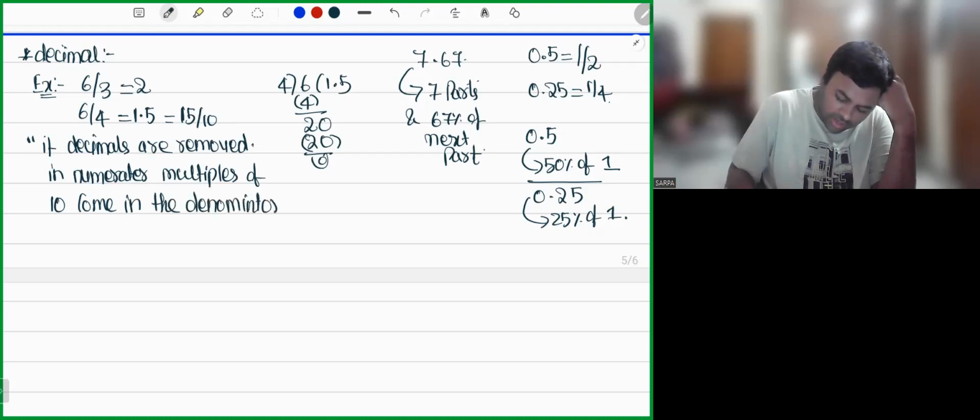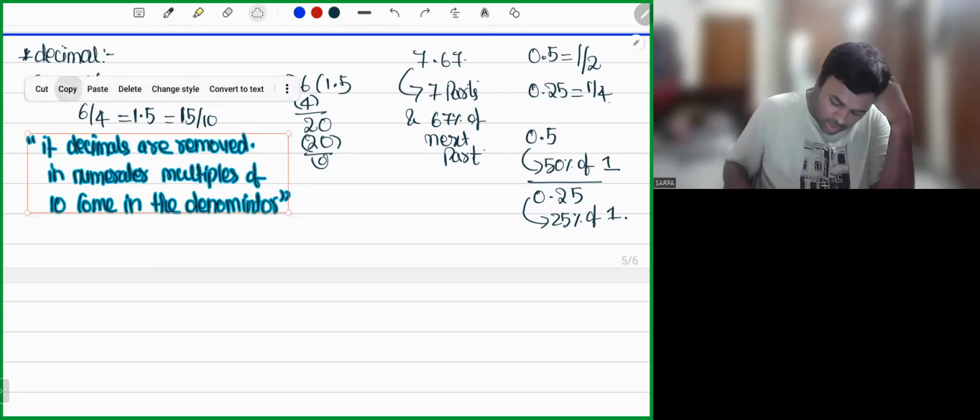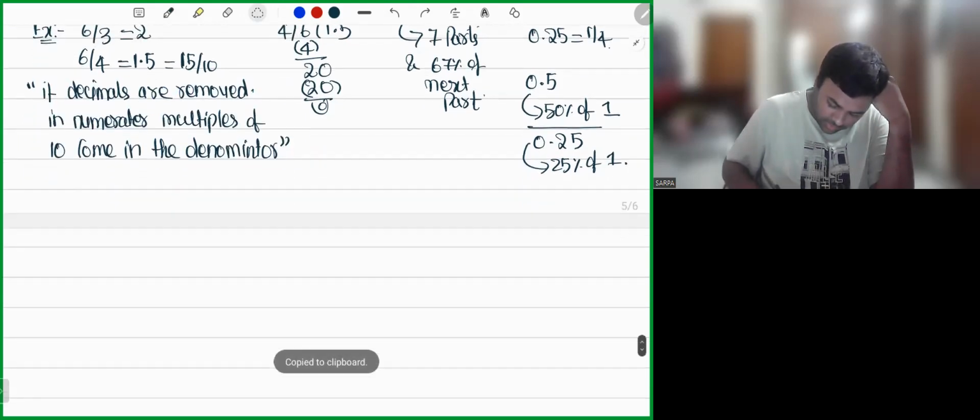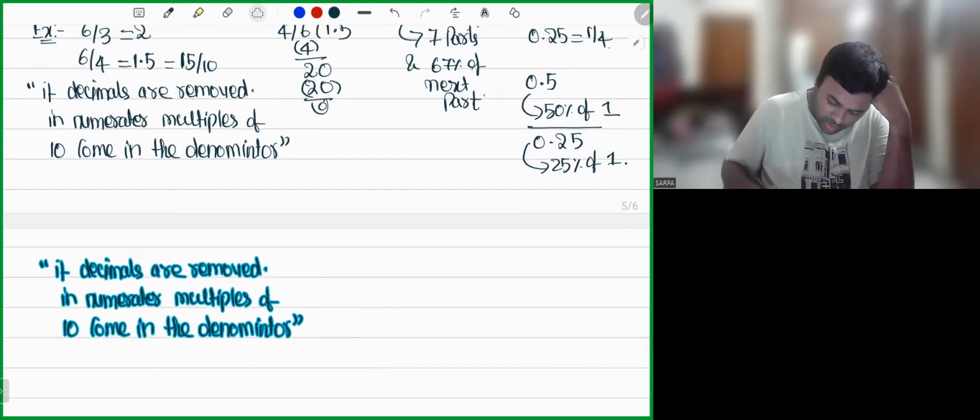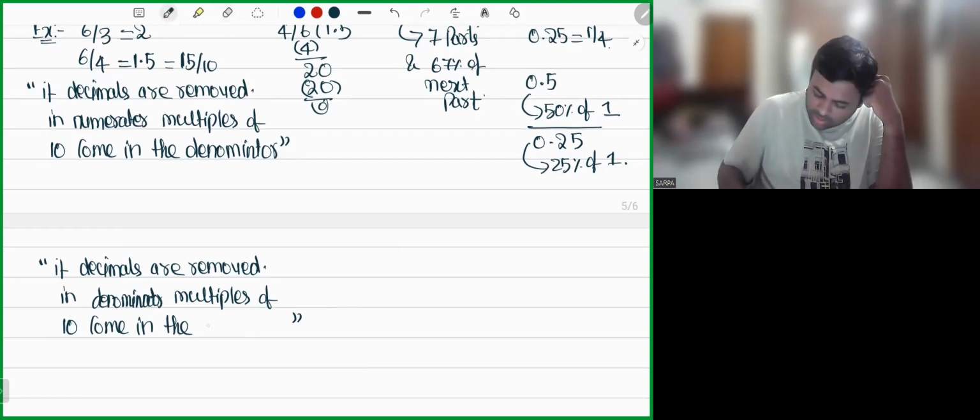Now, if you want, I can write the reverse of this, my dear friends. I'll copy this and paste. Now, I'll write the opposite of this. If decimals are removed in the denominator, multiples of 10 come in the numerator. Sir, what is this? Let me explain, my dear friends.